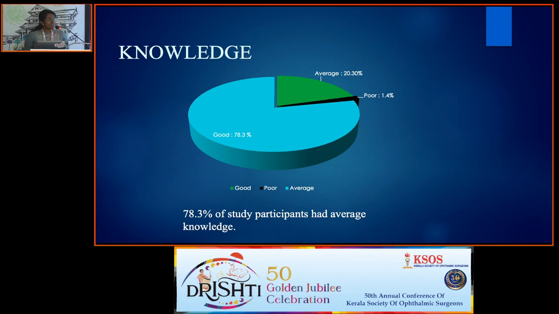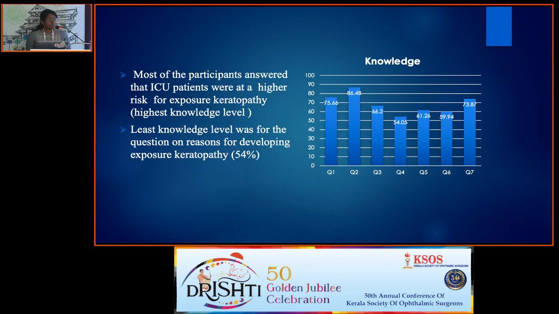78.3% of the total study participants had average knowledge. Most of the participants answered that ICU patients were at a higher risk for exposure keratopathy. As you can see in the bar diagram, it's 86.48%. And least knowledge level was for the question on reasons for developing exposure keratopathy, which is 54%.